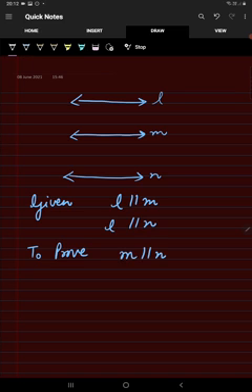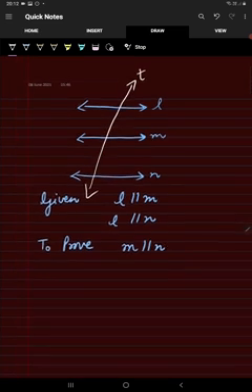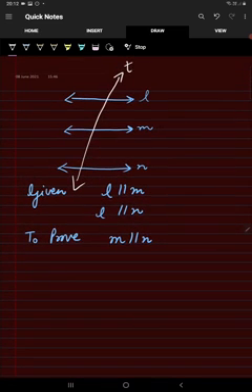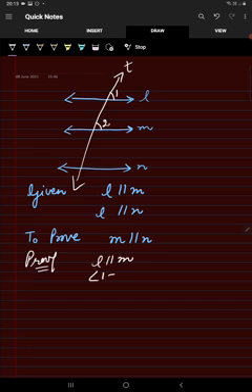Now let us suppose this is intersected by a transversal. I am naming this transversal as transversal T. So students, since L is parallel to M, these two lines are parallel. So if we see this angle and this angle, I can name them angle 1 and angle 2. Angle 1 and angle 2 will be equal. This is because these are corresponding angles.